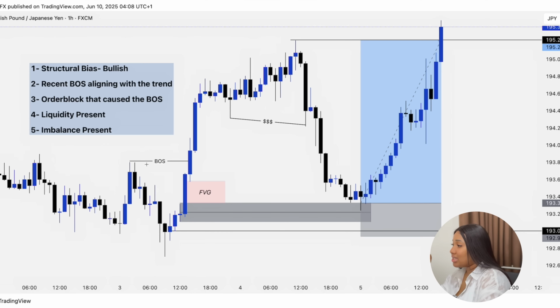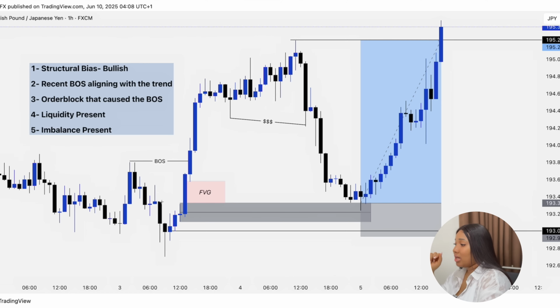Now, once I get my break of structure, I am ready to take trades. Once I get my break of structure and map out the origin that caused that break of structure, which is my order block, then I am getting ready to take trades. Order block mapped out. Now I need to look for other confluences that will make my order block what?